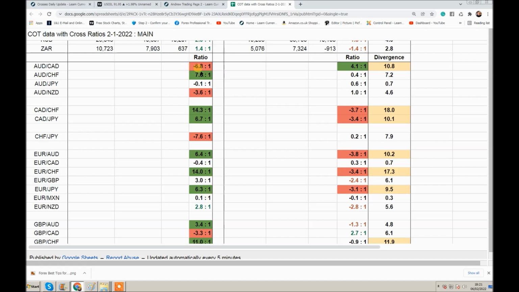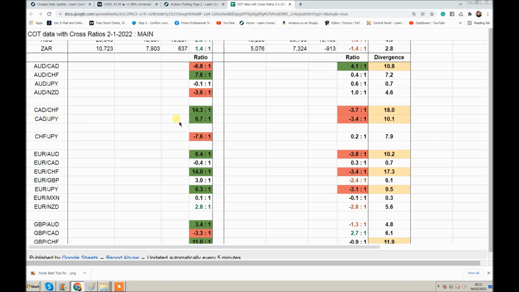Okay, so what we have here, 6.8 to 1 in terms of shorts over longs. So the speculators are heavily short of the AUD, but look at the commercials, they're 4.1 to 1 in terms of longs over shorts, so bullish of the AUD. We then do the divergence between the two groups, and just in brief, any divergence above 10 will really interest us, and this one's 10.8.